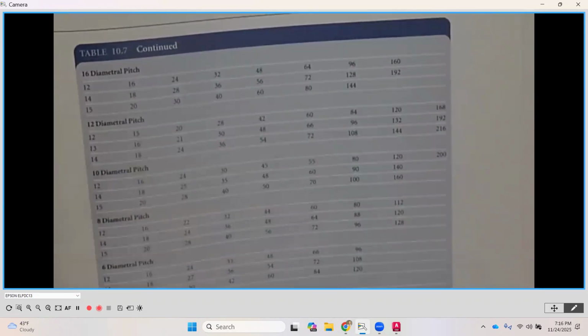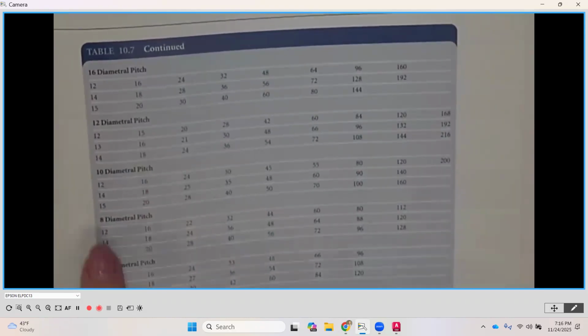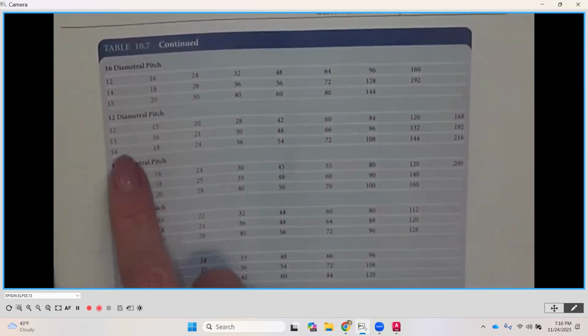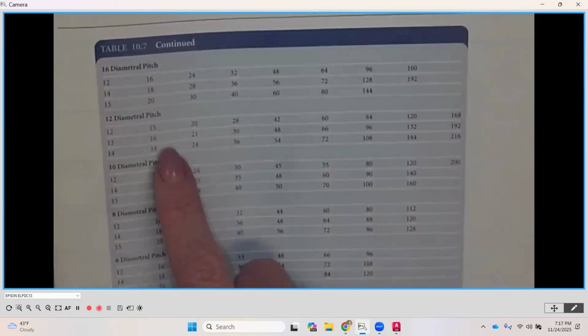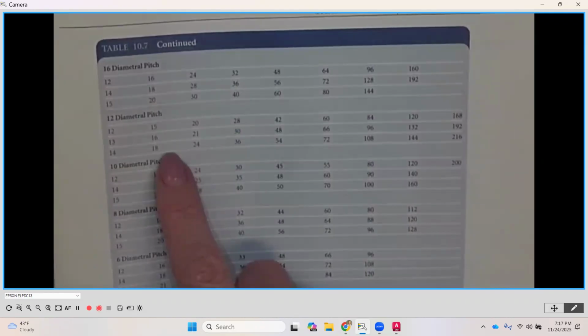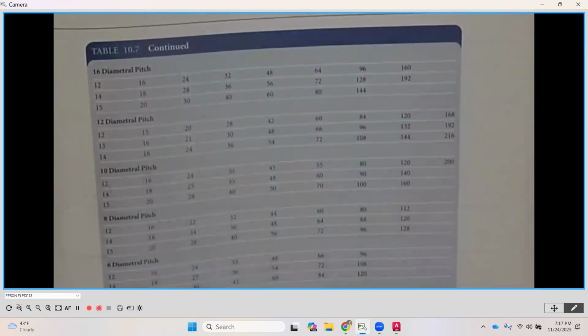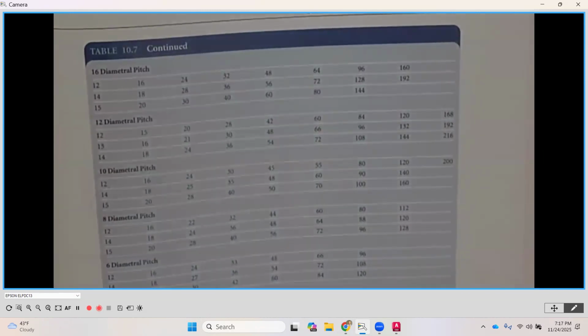Now, what we're going to notice is we see, for instance, diametral pitch of 12, 12, 13, 14, 15, 16, but they skip 17. And then they go to 18. And they go to 20, 21, 24. And you might say, well, how come they skip? I'm going to tell you, I don't know. I don't know.